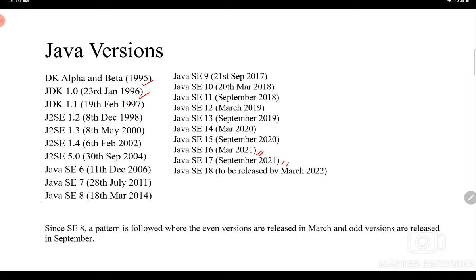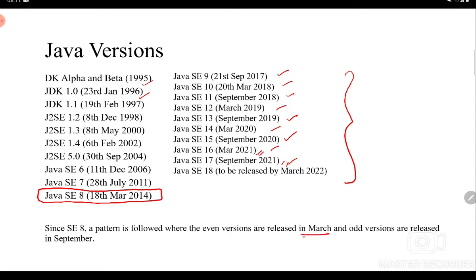So after this particular point, when SE8 was launched, there is a particular pattern which they have followed. All the even versions like 10, 12, 14, 16 are launched in March, and all the odd versions of this particular language or platform are launched in September. So March and September are the two different months where different editions are launched.